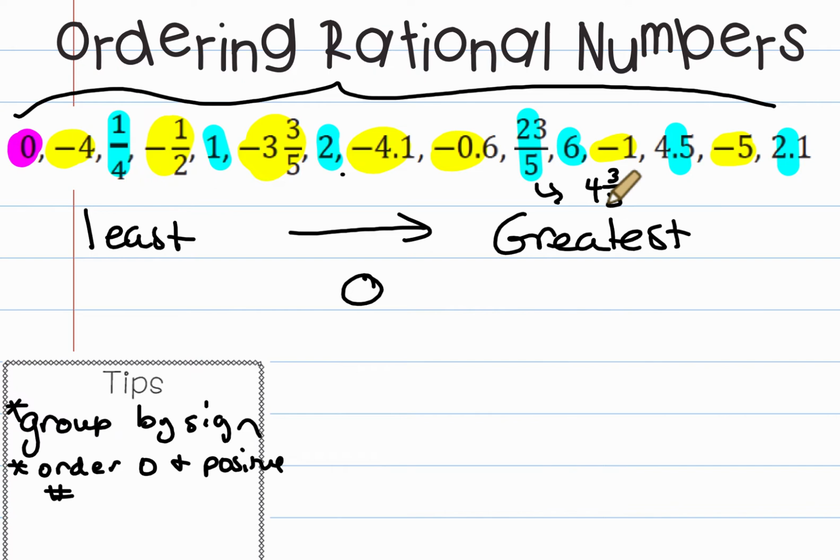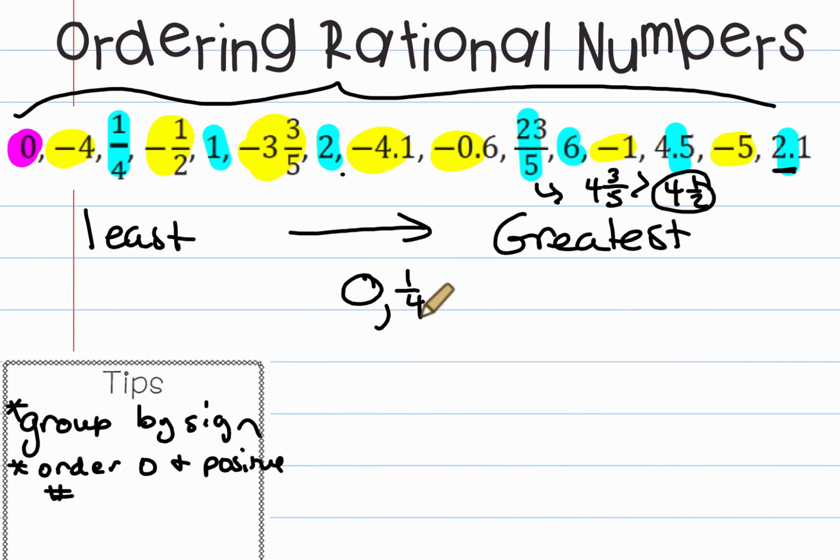6 is definitely bigger than 4 3/5. And 4 1/2, well, that's another one that's hard to compare. Well, if 4 5/10 is the same as 4 1/2, and I know that 3/5 is bigger than a half, therefore, this one has to be less than 4 3/5. And next we have 2 1/10, and 2 1/10 is bigger than 2. So now I think we have enough information.